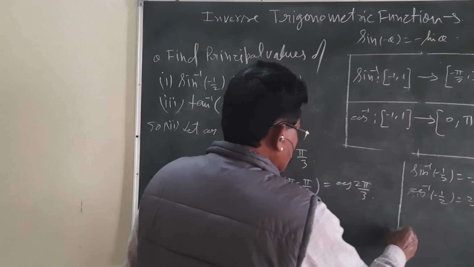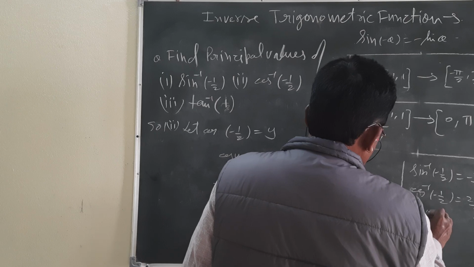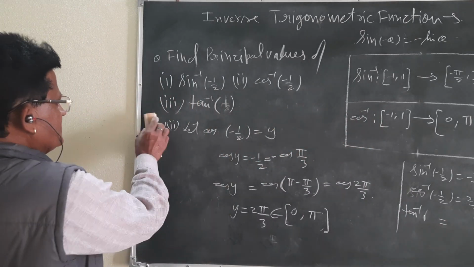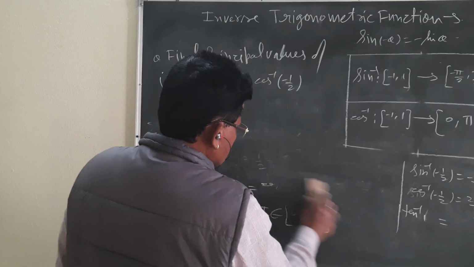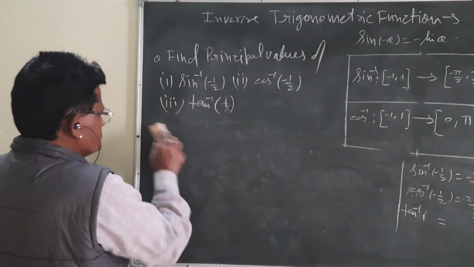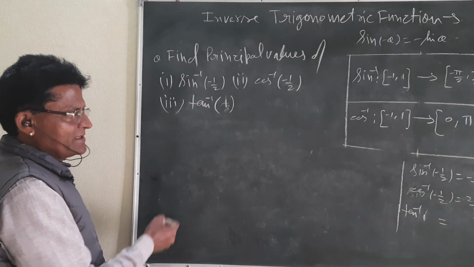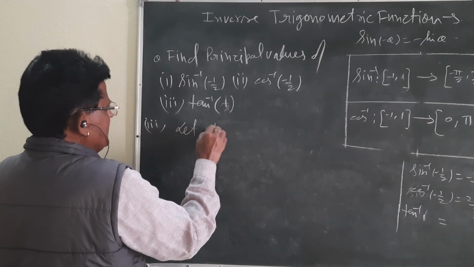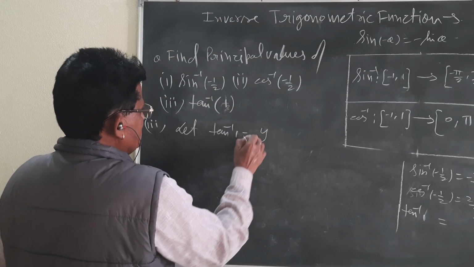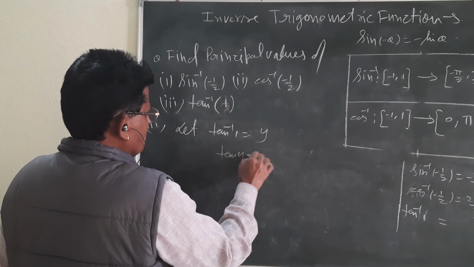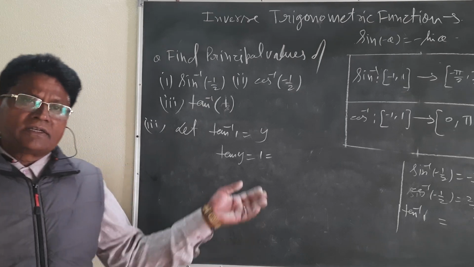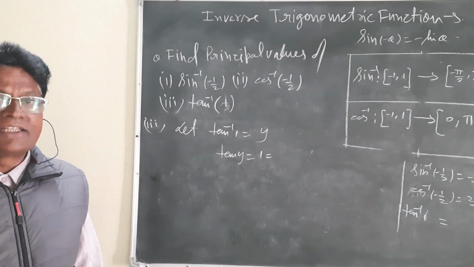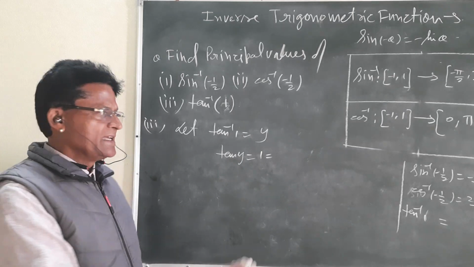See? Now another value, that is tan inverse 1. Okay, you see, let me take the third case. Third case also we are going to take. What is the third case? See, let tan inverse 1 be equal to y, so tan y will be equal to 1. In case of 1, tell me the angle whose value is 1. Definitely that is 45 degree. Tan 45 degree is 1.